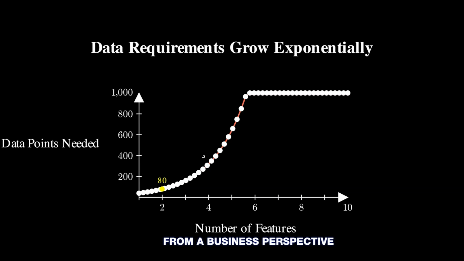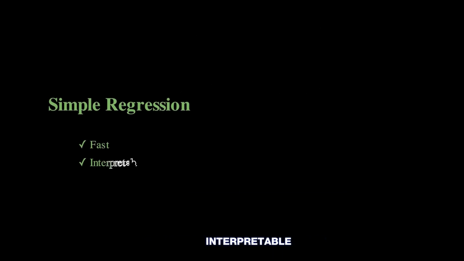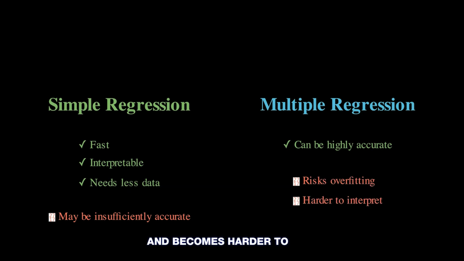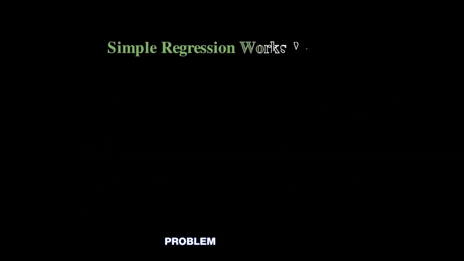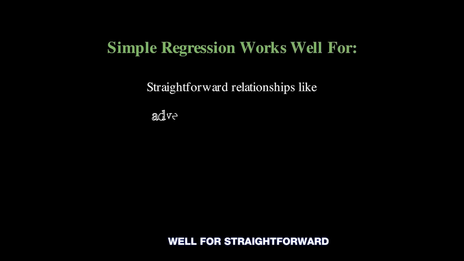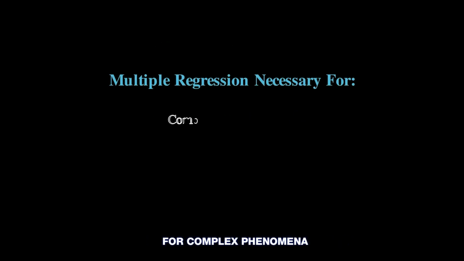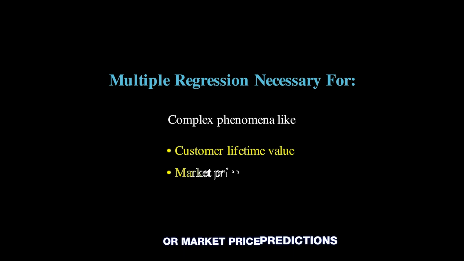From a business perspective, this creates important trade-offs. Simple regression is fast, interpretable, and needs less data, but may be insufficiently accurate. Multiple regression can be highly accurate, but risks overfitting and becomes harder to interpret. The key is matching model complexity to your specific problem and available data. Simple regression works well for straightforward relationships like advertising spend versus sales. Multiple regression is necessary for complex phenomena like customer lifetime value or market price predictions.